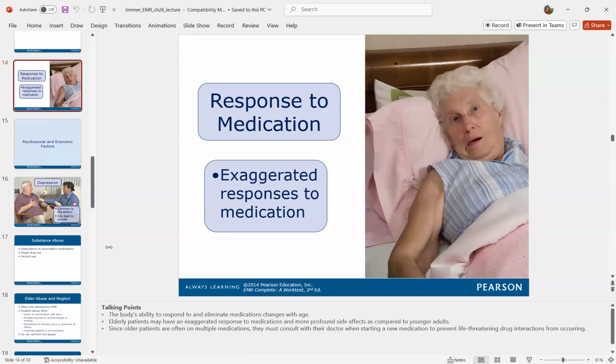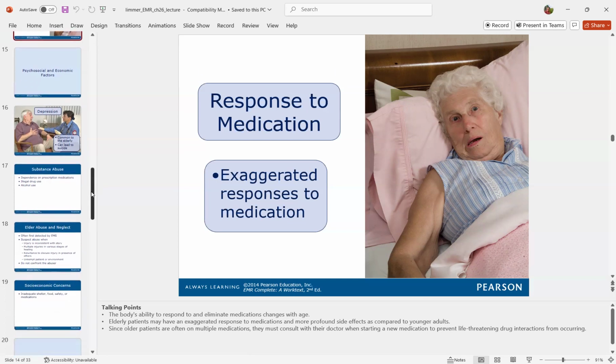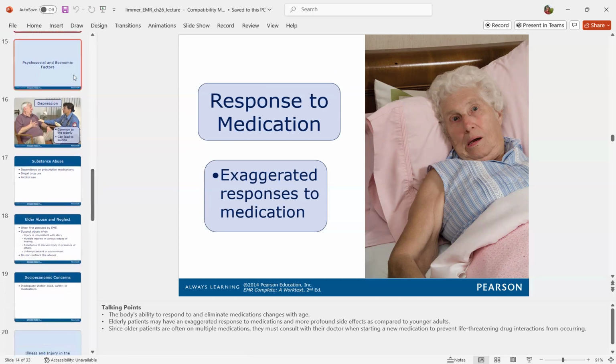As we age, the body's ability to respond to and eliminate medications changes. Elderly patients may have an exaggerated response to medications and more profound side effects as compared to younger adults. Since older patients are often on multiple medications, they have to consult with their doctor when starting a new medication to prevent a life-threatening drug interaction from occurring. Polypharmacia happens quite a bit, trying to figure out how to take all these medications that maybe don't get along with each other.